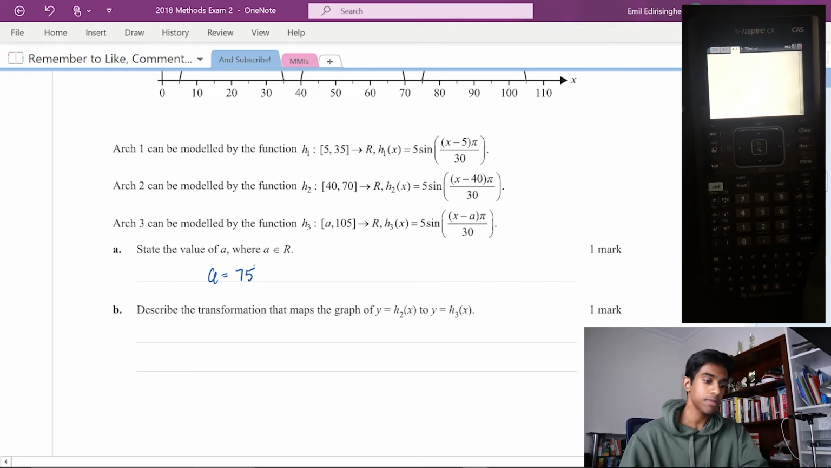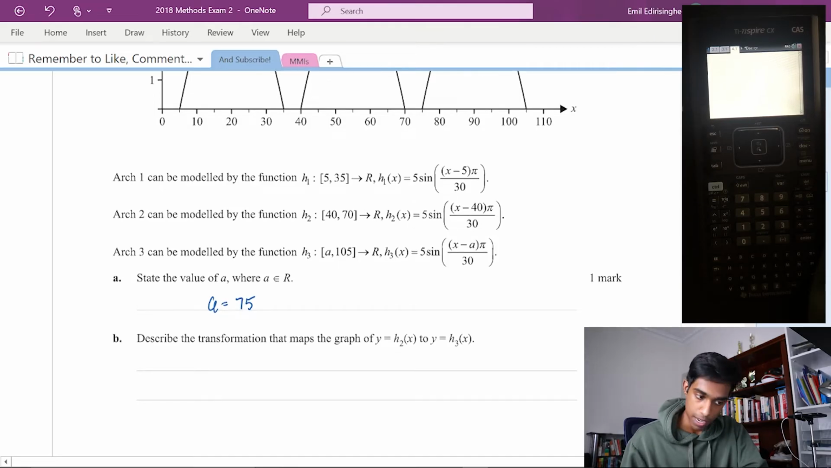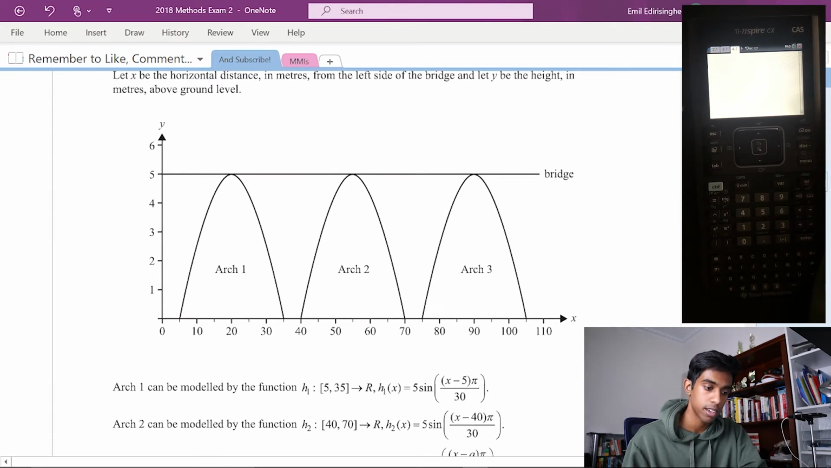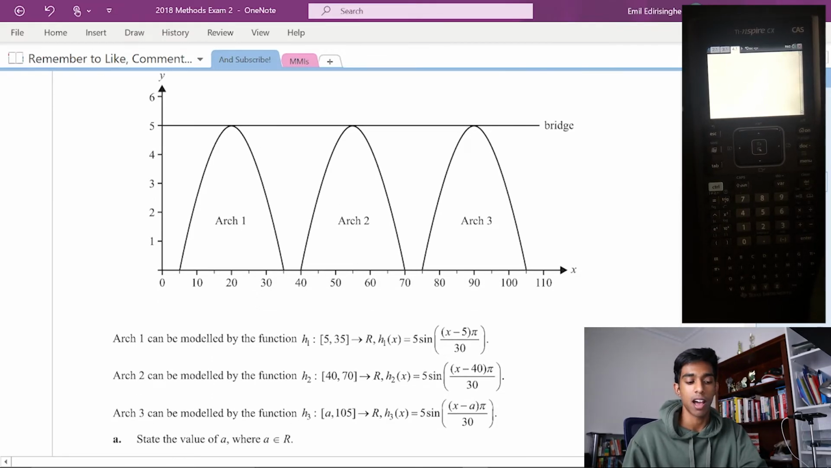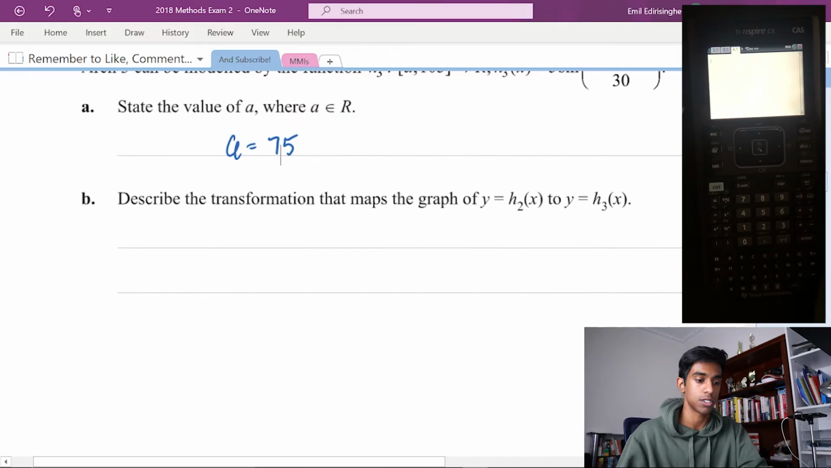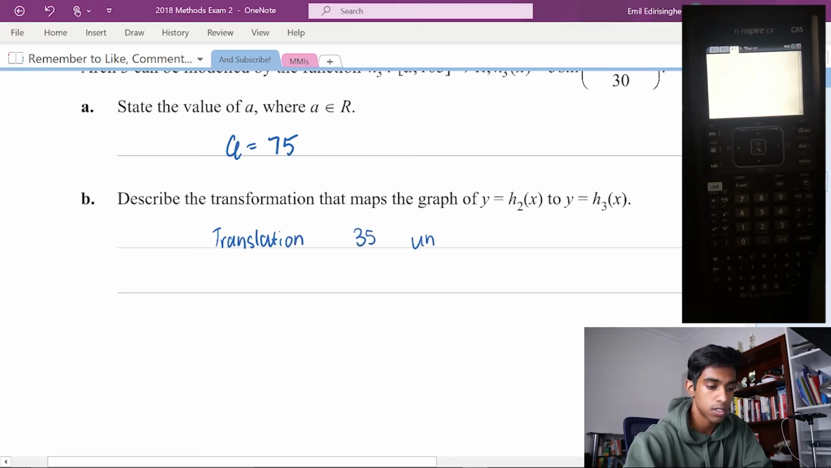So therefore A is equal to 75. Next, we're asked to describe the transformation that maps the graph of y equals h2 of x to h3 of x. So this is looking at from negative 40 to then negative 75. So that's going to be moving 35 to the right. So we'll just describe that as translation 35 units to the right.